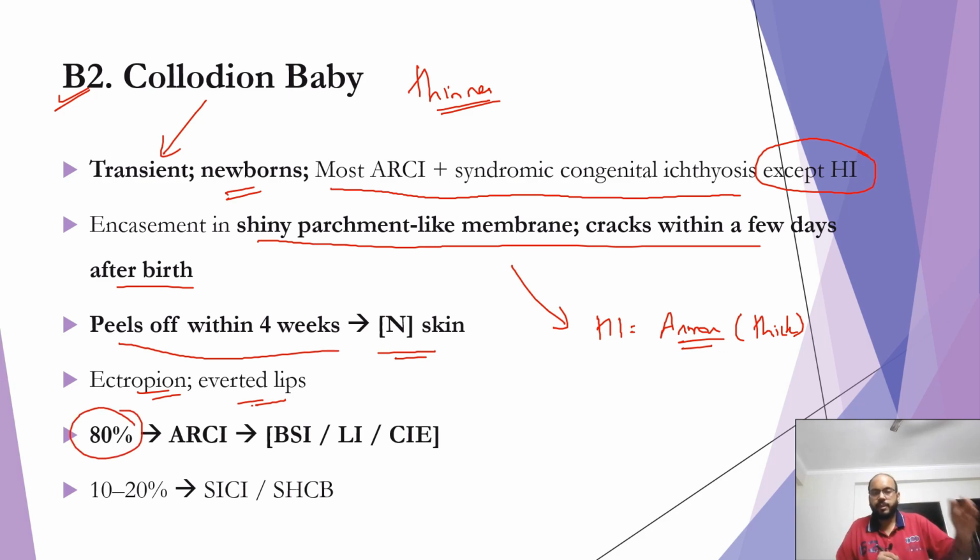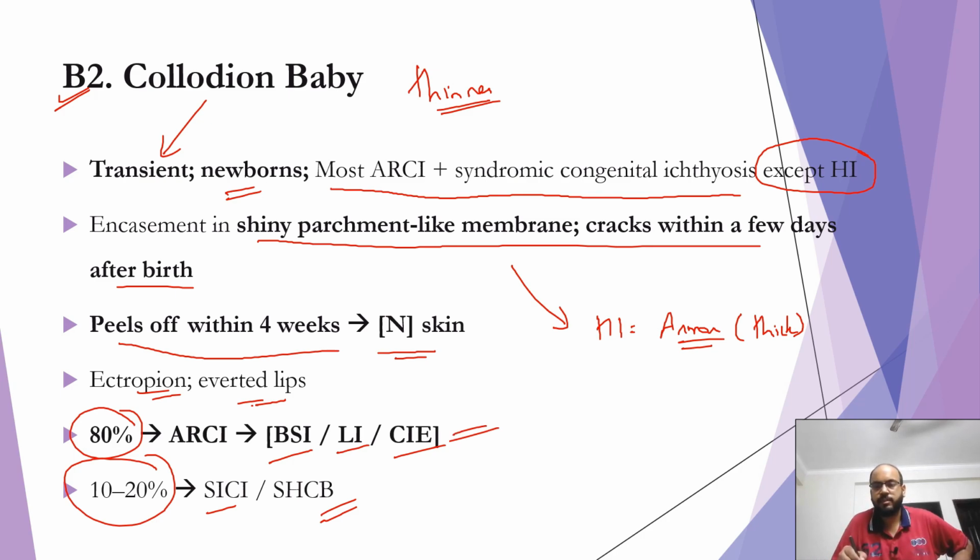80% of the cases after peeling of the collodion membrane will develop some form of ARCI. This could be bathing suit ichthyosis or lamellar ichthyosis or congenital ichthyosiform erythroderma. While about 10 to 20% of them can have self-healing or self-improving congenital ichthyosis. Okay, so 80% will have other forms of ARCI like lamellar, CIE or bathing suit ichthyosis, while 20% will have self-healing or self-improving ichthyosis. So about 10 to 20% will improve by age, while the rest will form another different type of ARCI. Let's move forward.